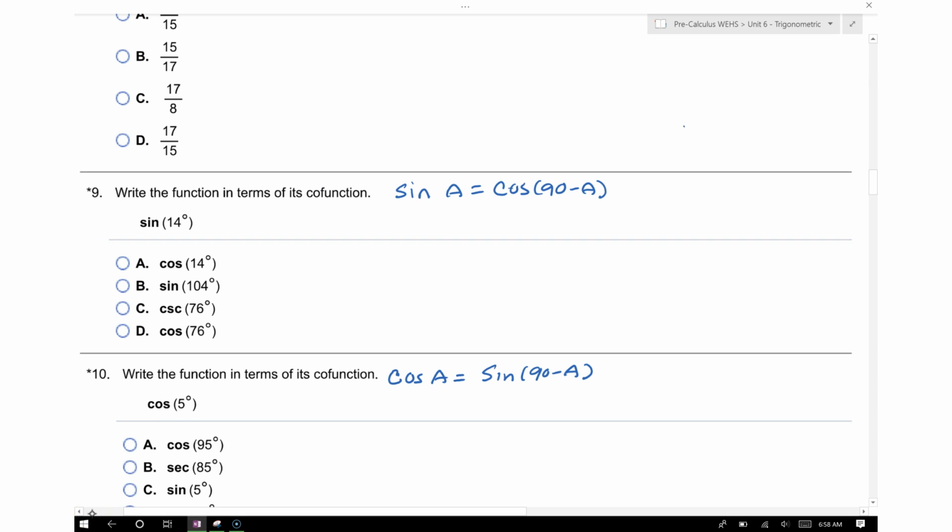For 9 and 10, you're going to find what we call the cofunction. It's just another way of evaluating sine or cosine, where you use its cofunction. In this case, we have the sine of 14 degrees. And all we're saying is that it's going to be the same as cosine of 90 minus 14, which in this case is going to be cosine of 76 degrees.